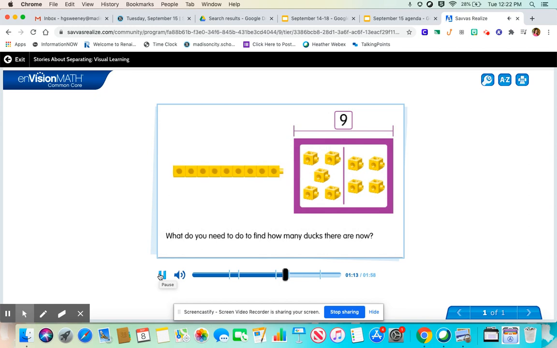What do you need to do to find how many ducks there are now? Okay, so we know we have 9 ducks. We know that 5 swam away. So what do we do to show how many are left? You need to separate the 5 that swam away from the 9. Use a subtraction sentence to show the separating story. Let's read the subtraction sentence together. 9 minus 5 equals 4.